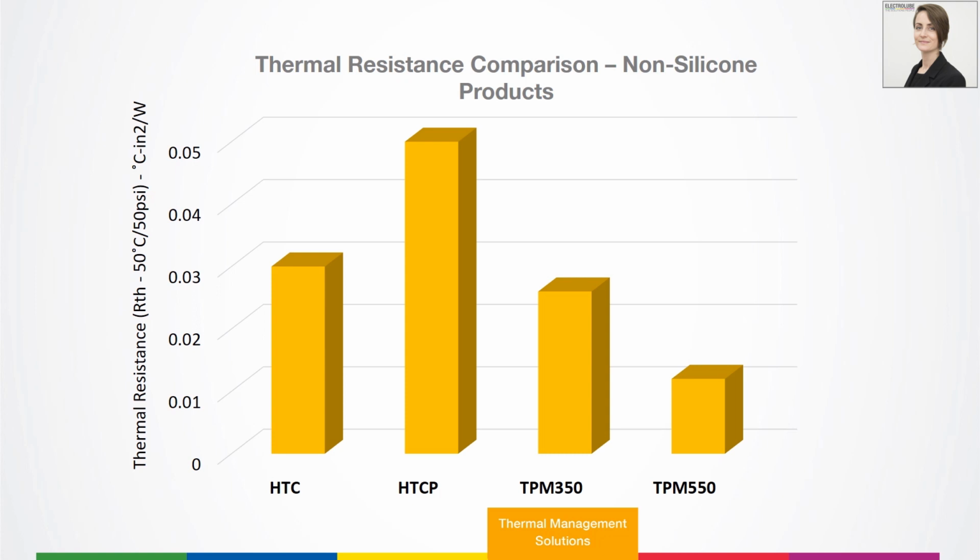It's how easily the material wets the surface. It's how thin the interface layer is that you're achieving. And most importantly, it's the stability of that material over the lifetime of the device. In this case, the phase change materials are offering you a much better performance.